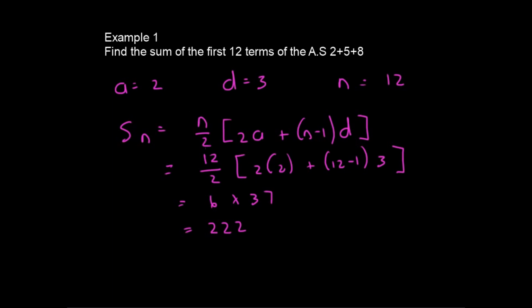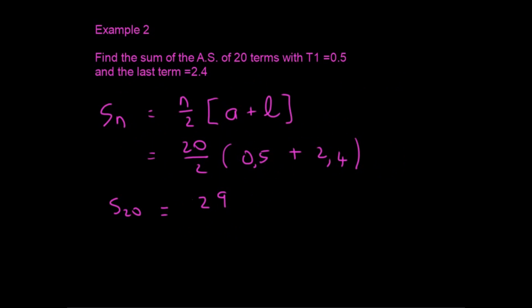And so here we have n over 2, in brackets 2a plus (n minus 1)d. We substitute all of this information. 12 over 2, times (2 times 2 plus (12 minus 1) times our difference of 3), and we have 6 times 37, which is equal to 222.